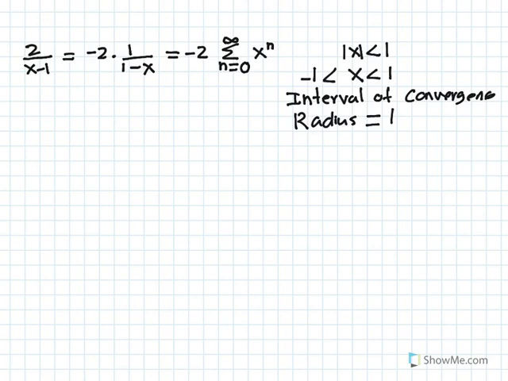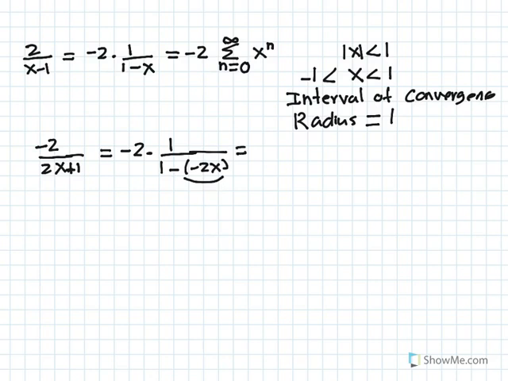So now let's look at the second fraction. The second fraction is -2 divided by (2x + 1). We want to fit this into the pattern of a geometric sum. So we write this as -2 times 1 over (1 - (-2x)). And now we have the common ratio. This is r equals -2x. So we can write this as -2 times the summation n equals 0 to infinity of (-2x) to the power of n.